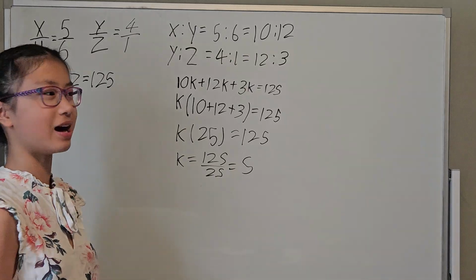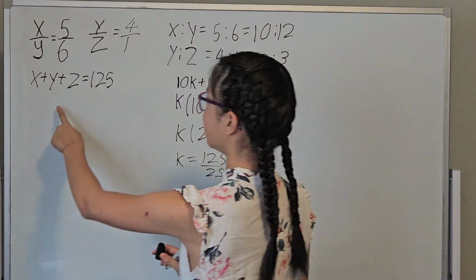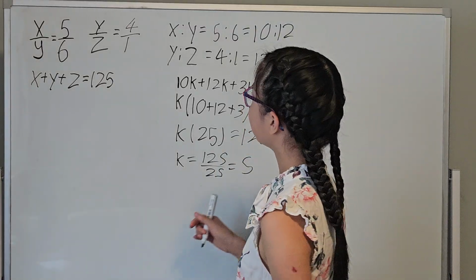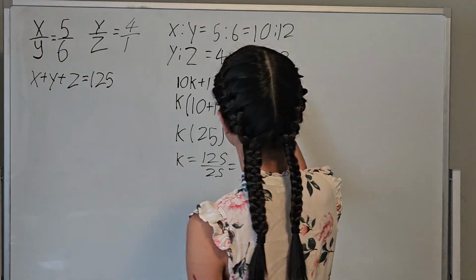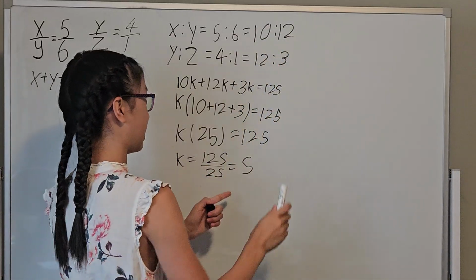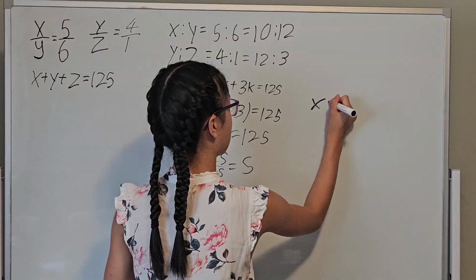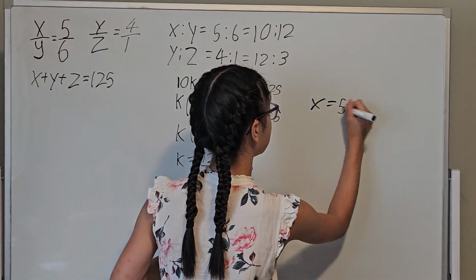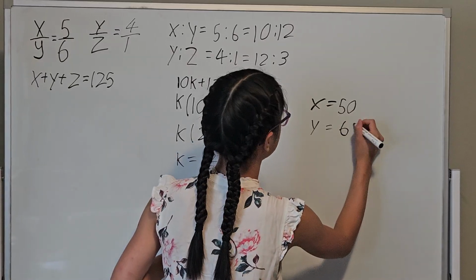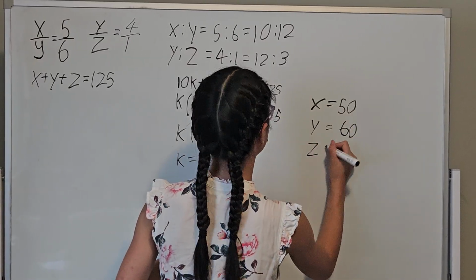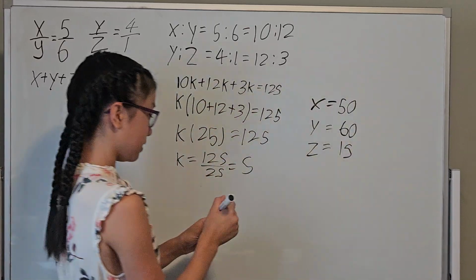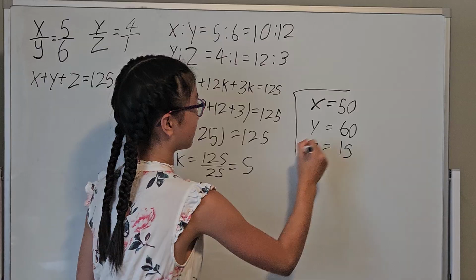So we know k equals 5, which means we need to times each of these numbers by 5. So we can see over here, we need to times 10, 12, and 3 by 5. So we know now x equals 50, y equals 60, and z equals 15. So now we know our answer right here.